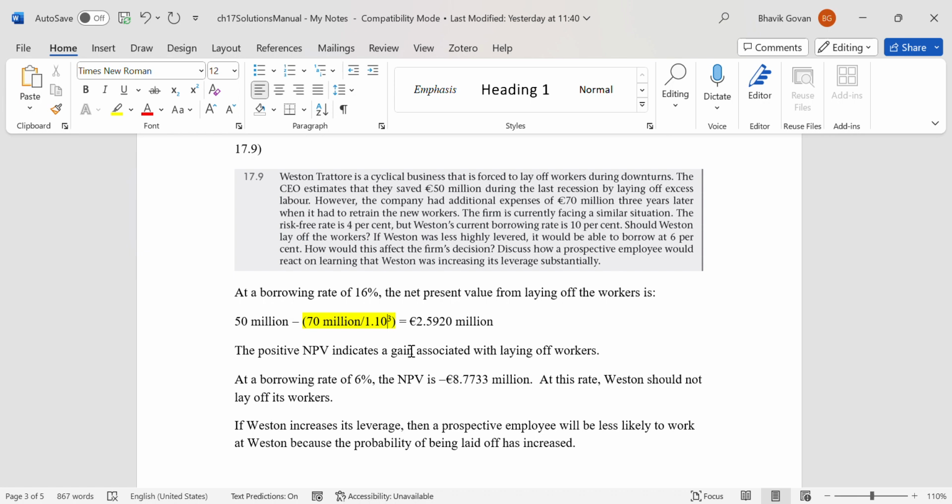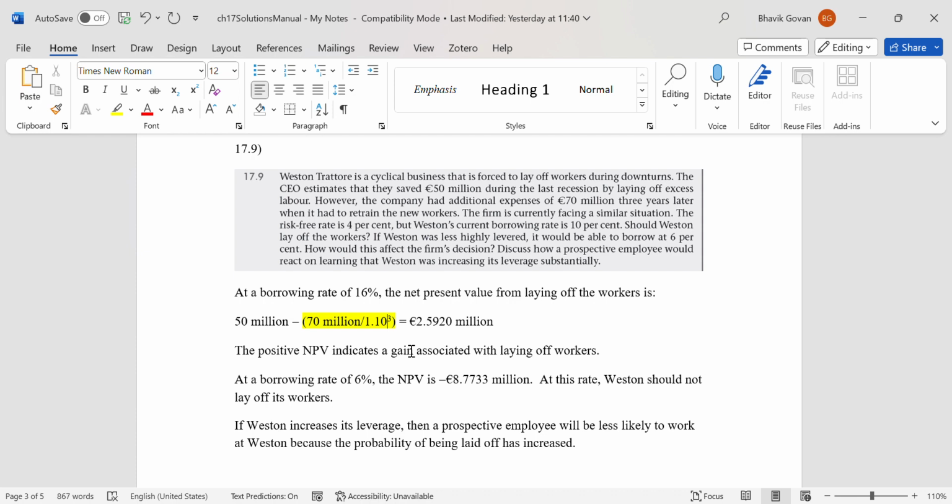They say that the positive net present value indicates a gain associated with laying off the workers. So it's worth it for the company to lay off these workers, and then 3 years down the line pay for this training and basically hire new workers from scratch. So it's worth it for them to pay the 70 million 3 years later. That's what this basically says.